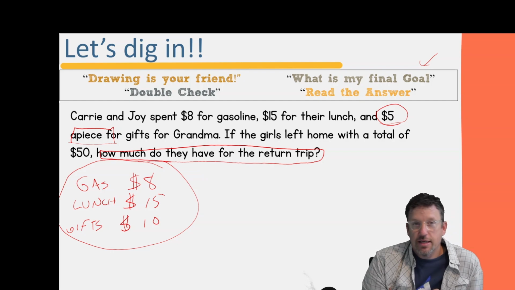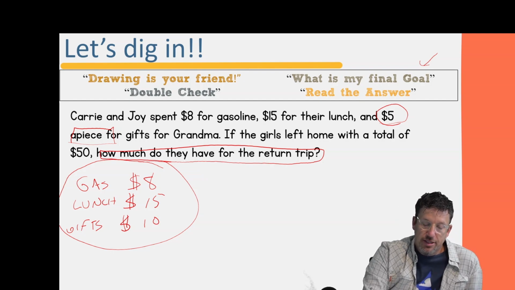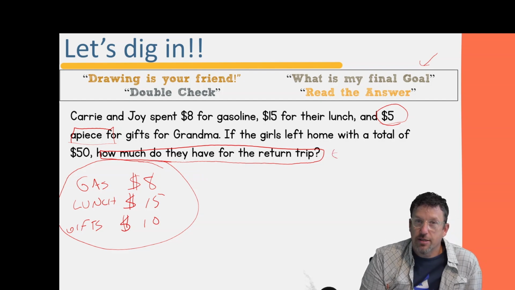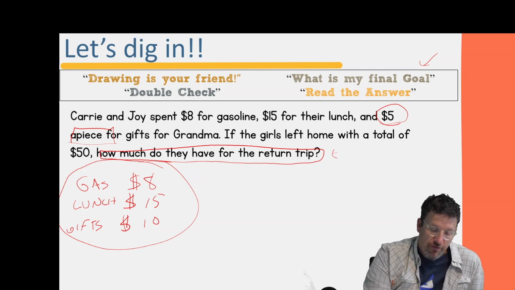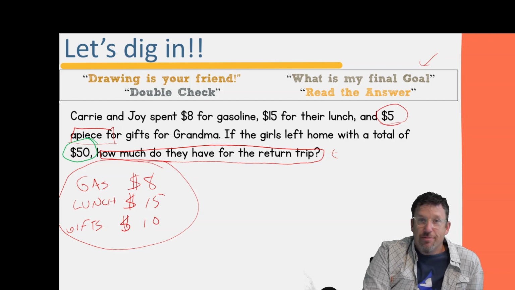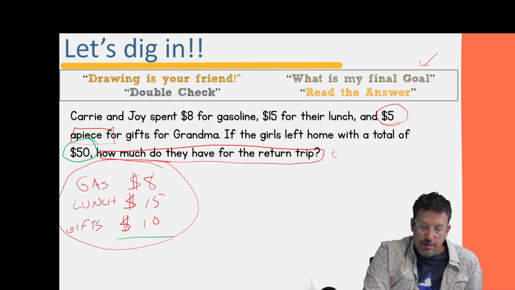You can think inside your head what kind of mistakes people would make. Some of them might just add this up and say that's how much she spent. That's not what they're asking. They want to know how much she returned with. So this is a two-step question. They came with $50. They went on this trip and they had $50. So that's important to know. But what we've got to figure out now is how much did they spend before we figure out how much they had left. So let's add this up.